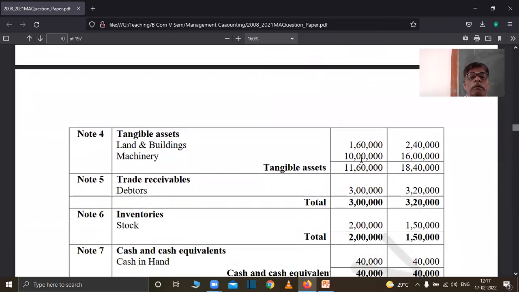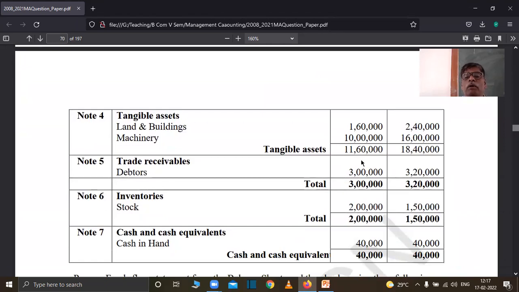Then next is tangible asset, land and building. Land and building, you see here, opening 1,60,000, closing 2,40,000. There is an increase of 80,000. That 80,000 increase is nothing but a purchase of building. 80,000 hechchaagaiti. 80,000 hechchaadare adu kharidine irtaiti. Purchase of building is application. Goes to application.